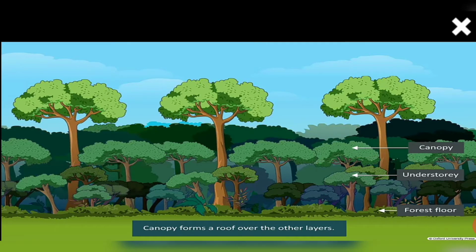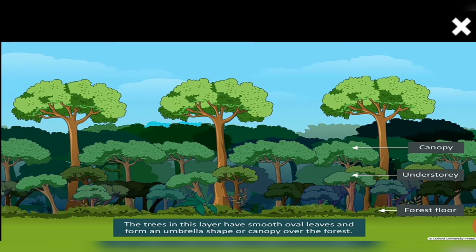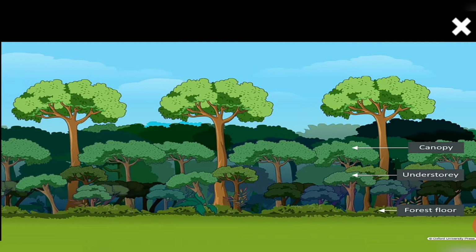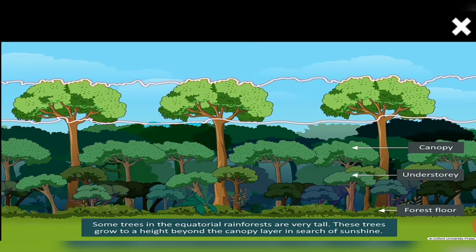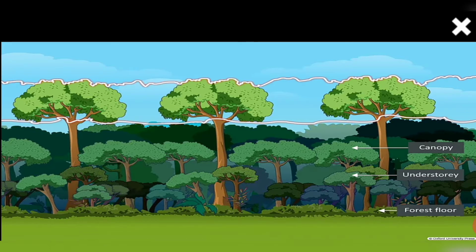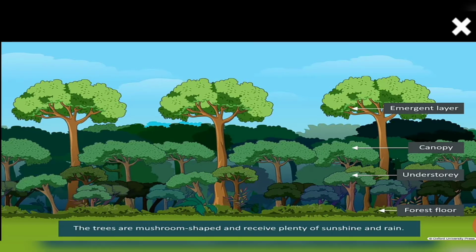Canopy is the layer that forms a roof over the other layers. The trees have smooth oval leaves and form an umbrella shape or canopy over the forest. The canopy does not allow sunshine to reach the forest floor during daytime. Some trees in the equatorial rainforests are very tall. These trees grow to a height beyond the canopy layer in search of sunshine. This layer is the emergent layer. The trees are mushroom-shaped and receive plenty of sunshine and rain.